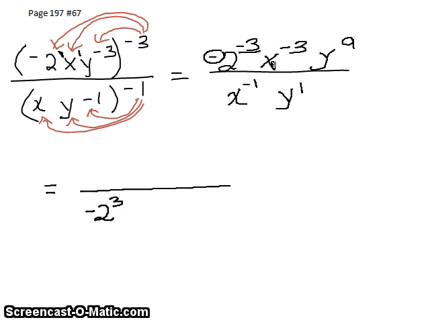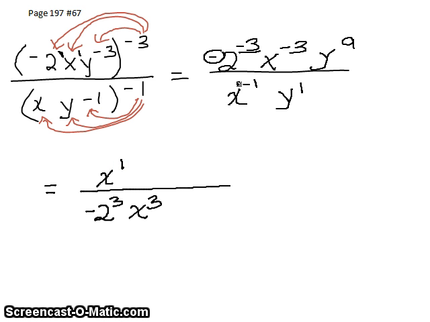Let's look at our x. X to the -3. It needs to drop down to the bottom as well and get a positive exponent. How about this x? It's got to jump to the top and get a positive exponent.